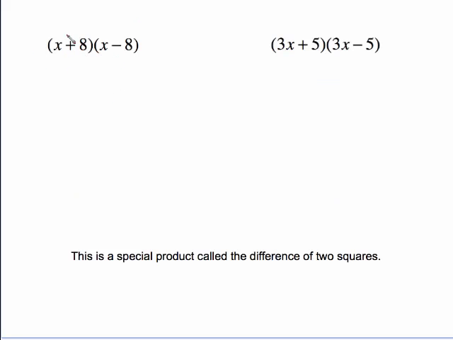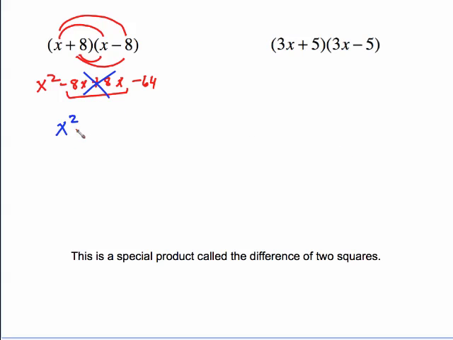x plus 8 times x minus 8. Let's FOIL that out. X times x is x squared. X times negative 8 is negative 8x. 8 times x is positive 8x. And negative 8 times negative 8 is negative 64. Notice in here what happens. Negative 8x plus 8x cancels out. And all we get is x squared minus 64.